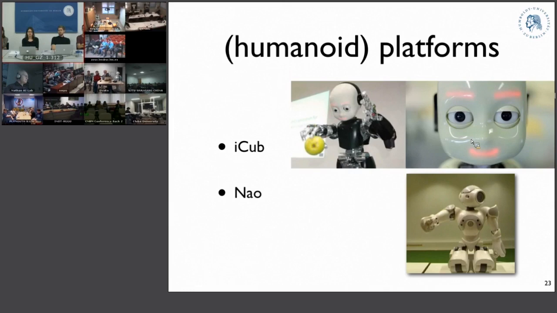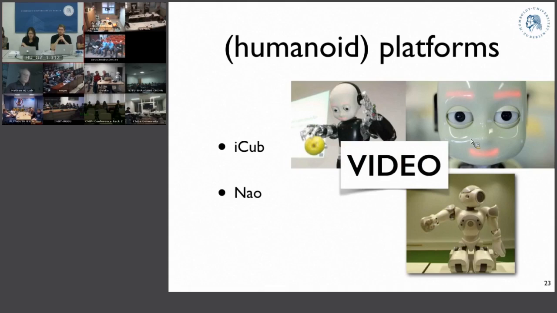So why are humanoid platforms often used? Well, one reason, of course, is we study human development, and therefore humanoid robots are quite well suited for that. For example, they could do walking, grasping, pointing, sharing attention, and so on. And for sharing attention, I'd like you to look at one video now, the attention video for the iCub. Nathan, can you please play that?